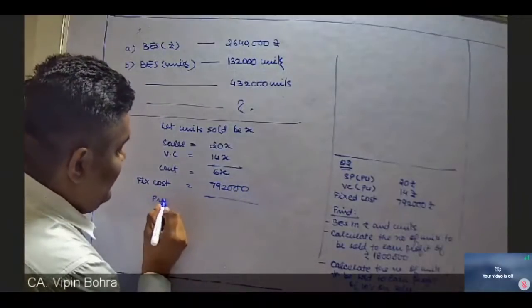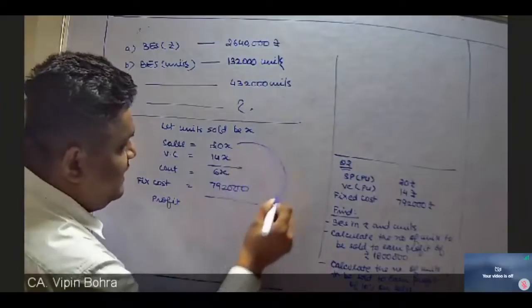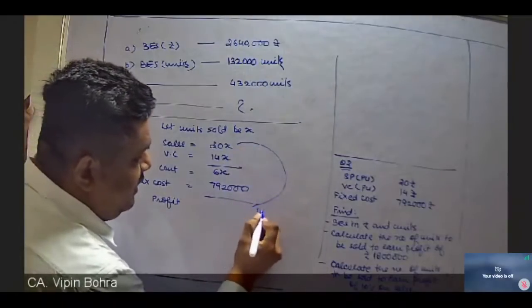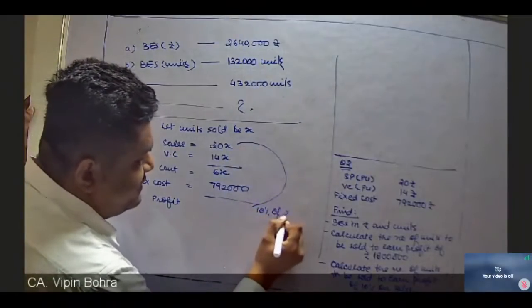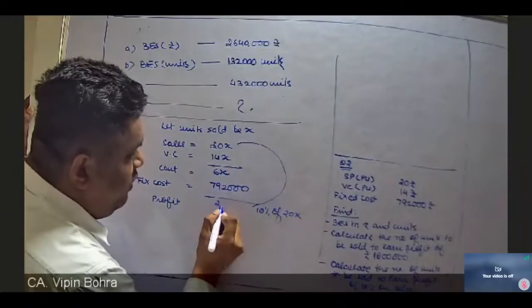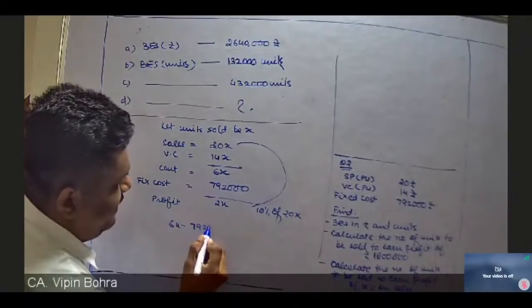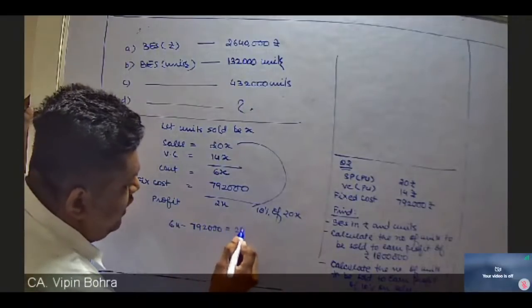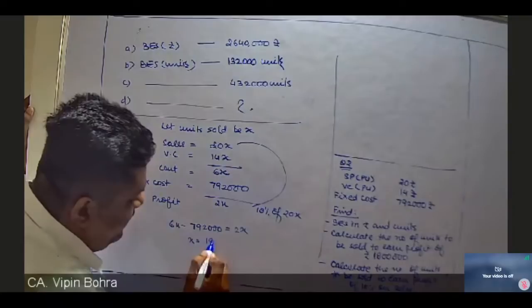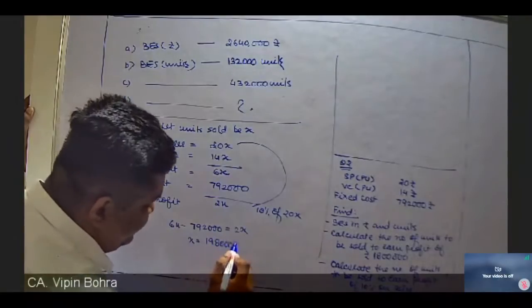They are saying that the profit is to be 10% of sales. 10% of 20x, therefore 2x. So 6x minus 792,000 should be 2x. X will be 1,98,000 units.